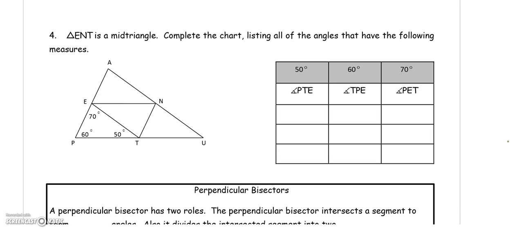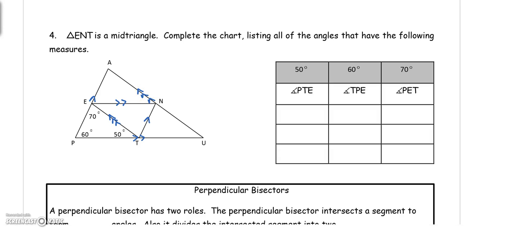Those are the three angles we're going to work with because this triangle has to equal 180 and it has all three angles already. So all other triangles are going to have those same exact measures. The thing to remember is that all of our midsegments are parallel to the base that they are running the same direction as. So NT is parallel to AP, EN is parallel to PU, and ET is parallel to AU.